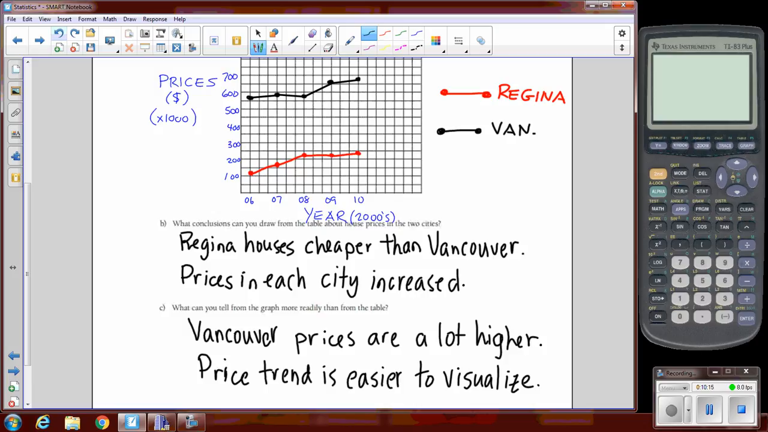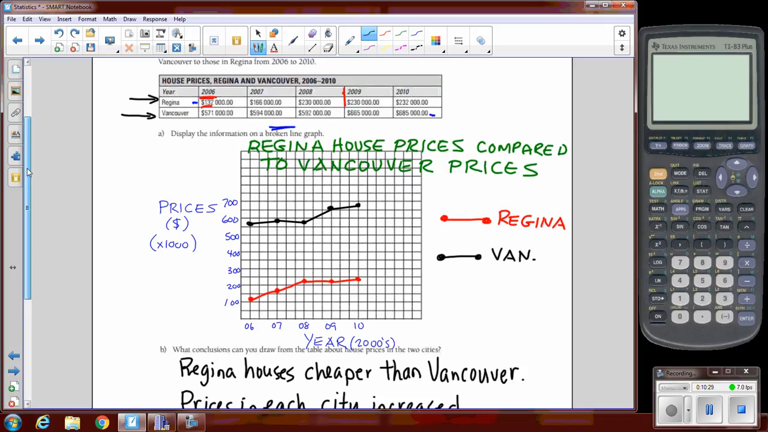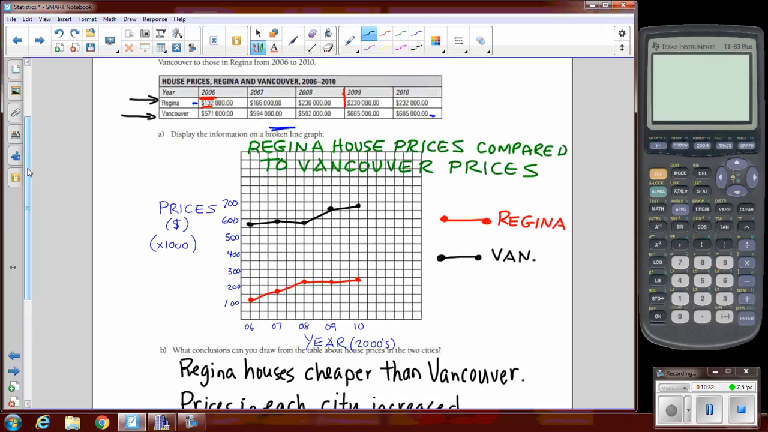The biggest thing we could see from the graph is just how much more expensive comparable houses are in Vancouver than they are in Regina. So graphs are just a way to take something that's a table, a whole bunch of numbers, and we could still make some predictions based on these charts, but when we remove the numbers and put it on a graph, it's just a lot easier to visualize what's actually happening or how things compare in different situations.